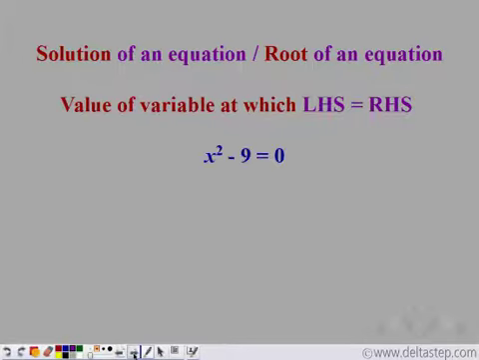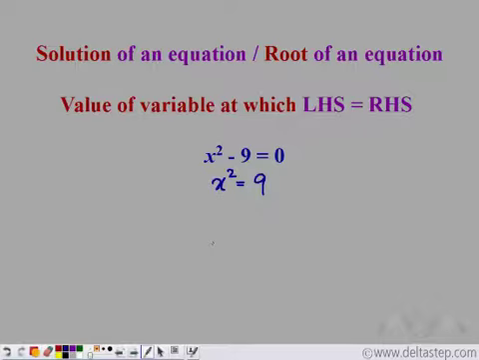Now, if you consider this equation, what will be the solution of this equation? It will be that value of x at which the left hand side becomes equal to the right hand side. Now, we can rewrite this equation as x square is equal to 9. We have simply transposed this negative 9 to the right hand side. So, x square is equal to 9. Now, x is a number which when squared gives you 9. So, what is that number? That is the square of which number is equal to 9?